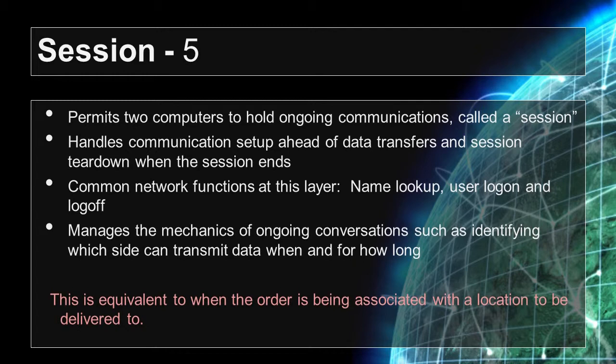Layer 5 is the session layer. It permits 2 computers to hold ongoing communications called a session. It handles communication setup ahead of data transfers and session teardown when the session ends. The common network functions at this layer are name lookup, user logon, and logoff. It manages the mechanics of ongoing conversations, such as identifying which side can transmit data, when, and for how long. This is the equivalent to when the order is being associated with a location to be delivered to.